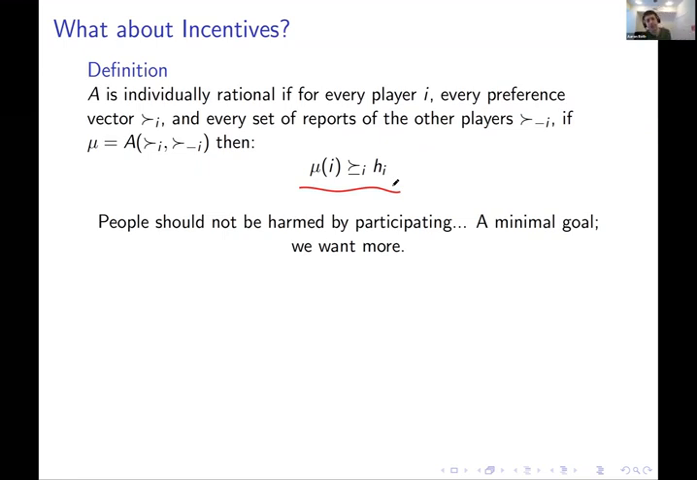Like the thing that you wouldn't want is that you come to the market with your house, you agree to participate in an exchange mediated by this mechanism, and then you are given a house that you like less than the one you started with, and a kidney that you like less than the one you started with would be even worse. Okay, and if you designed an algorithm that had that property, you wouldn't be able to get anyone to participate in it.